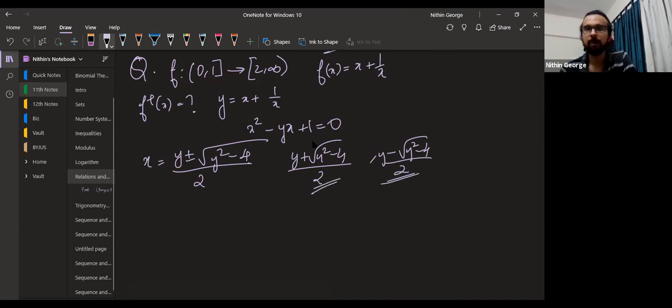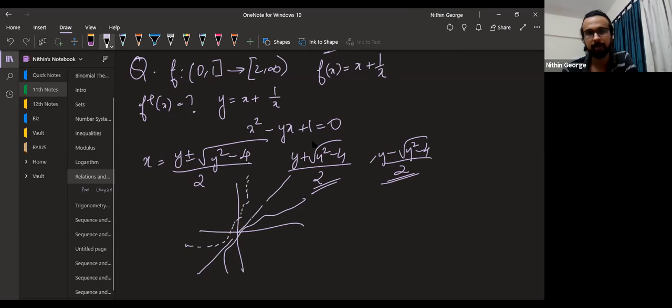But guys, remember, the inverse will always be unique. Graphically, I told you how to draw the inverse. If I get a function like this, I'll just draw the y equal to x graph and take its mirror image. So there's only one inverse function that exists. If this is f, this is f inverse. It should be the mirror about y equal to x. So which of these is the correct value?